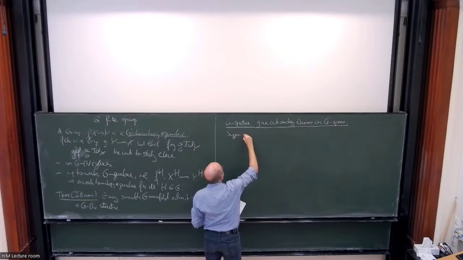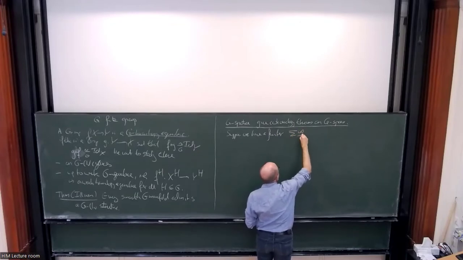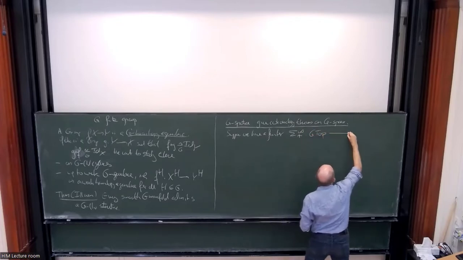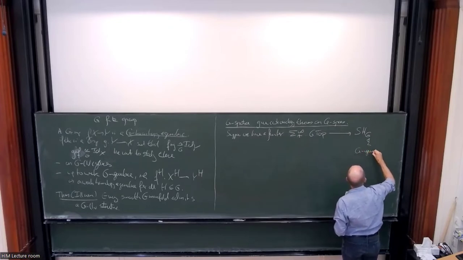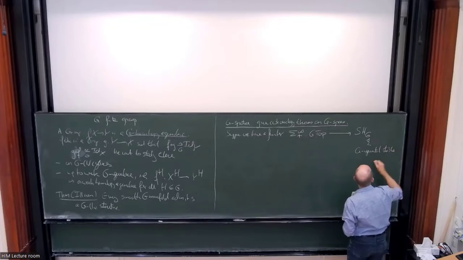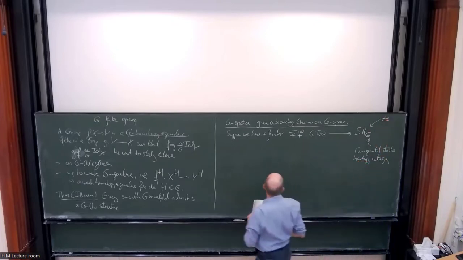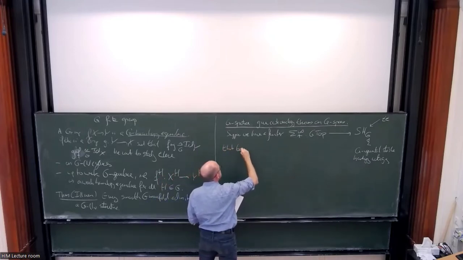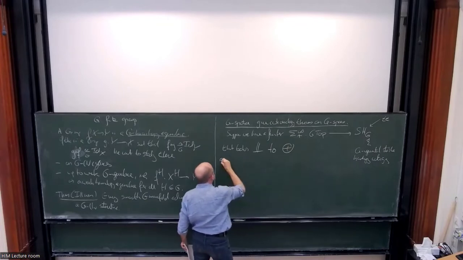Suppose we have a functor, we want to call it sigma infinity plus, I don't want based things, which goes from the category of G-spaces to the category that I'm going to use this notation for. So this is the G-equivariant stable homotopy category, which I will eventually introduce. So this is tensor triangulated. And suppose that this functor takes disjoint unions to direct sums and cofiber sequences.